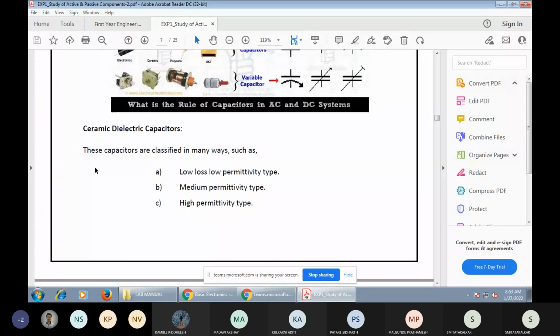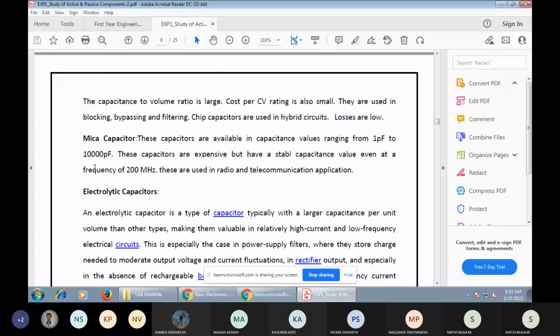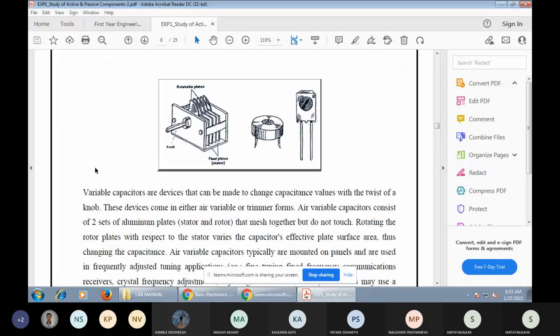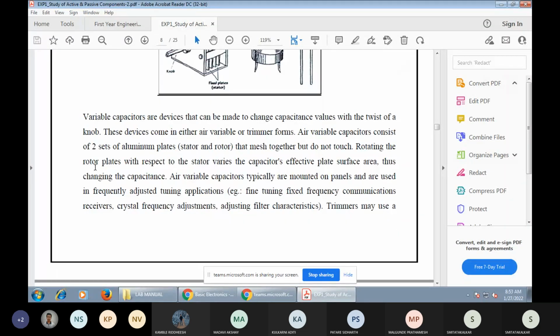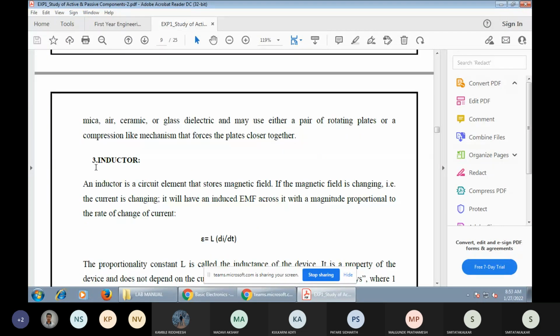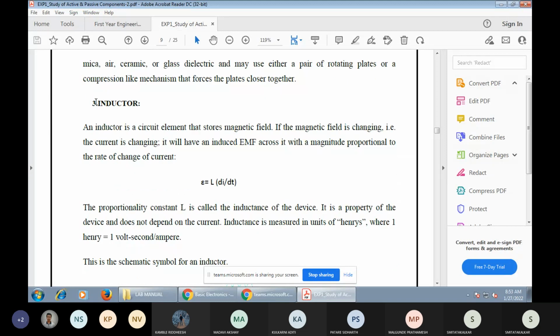Then the ceramic capacitor, you can see that. I'm going fast about this because the first two experiments, resistor and capacitor, were already performed in the virtual laboratory. Today we go directly to the inductor. What is meant by an inductor?